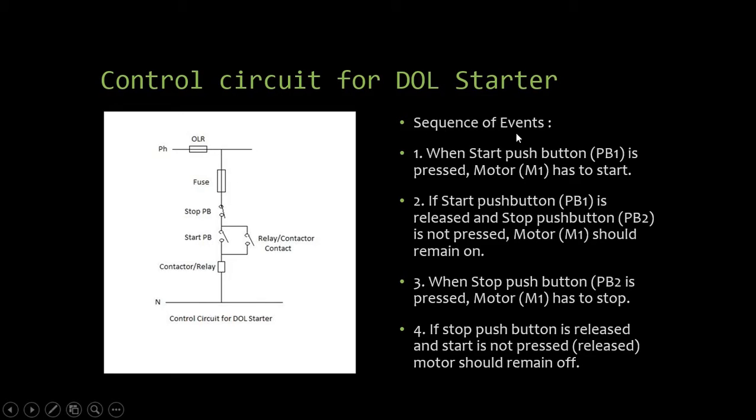Our sequence of events are: one start push button is there. The motor has to start when you are pressing this start push button. And suppose you are releasing this start push button, the motor should still be in on condition. If you are pressing this stop button only, your motor has to come to off position. And we are connecting the motor through this relay.